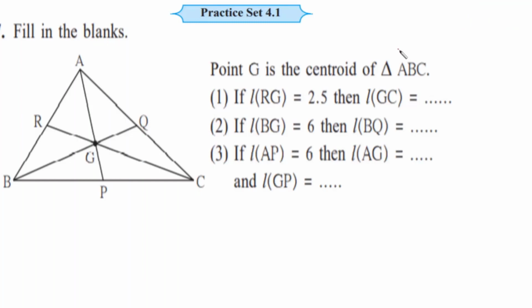Practice set 4.1, question number 7. Fill in the blanks. Point G is the centroid of triangle ABC. First, if length RG is equal to 2.5, then length GC is what? Second, if length BG is equal to 6, then length BQ is equal to what? Third, if length AP is equal to 6, then length AG is equal to what? And length GP is equal to what? Let us find the answers to these fill in the blanks.